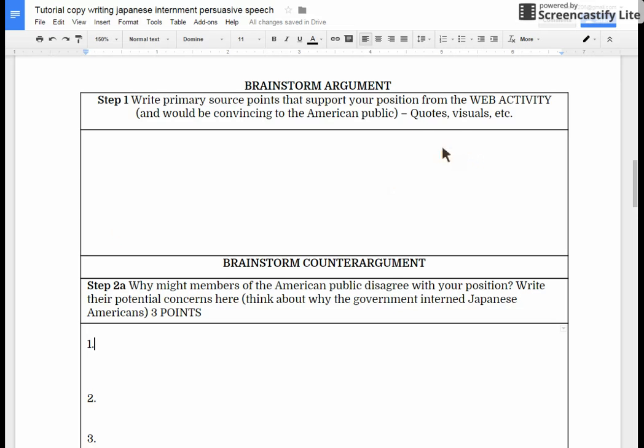These pieces of evidence can be a quote, maybe from a narrative of an internee. Please make sure to name them as well. It can be a photograph that you explain clearly. It can be a summary of a fact. You find that information and you put the best three pieces here.